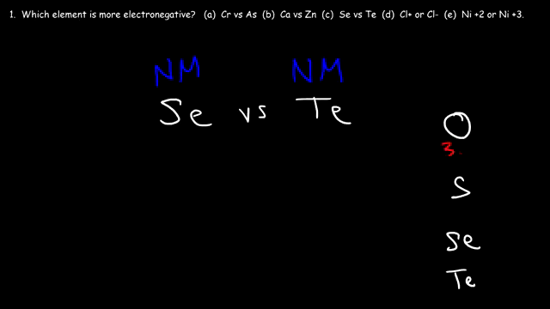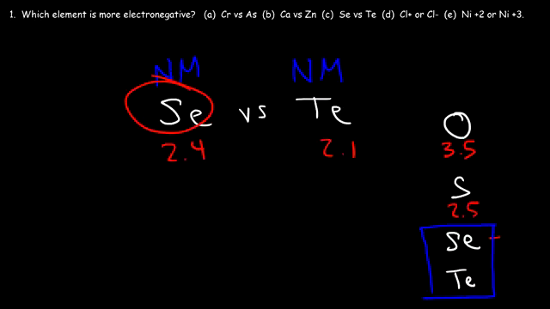We said that oxygen has an electronegativity value of 3.5 and sulfur is 2.5. Now selenium is about 2.4 and Te is 2.1. So clearly Se is more electronegative. Plus, if you place them in their respective positions, Se is above Te. Electronegativity increases as you go up within a column. As you go up across the periodic table, the electronegativity values will go up. Selenium is a smaller atom than Te.